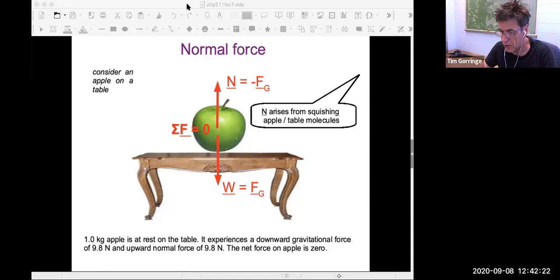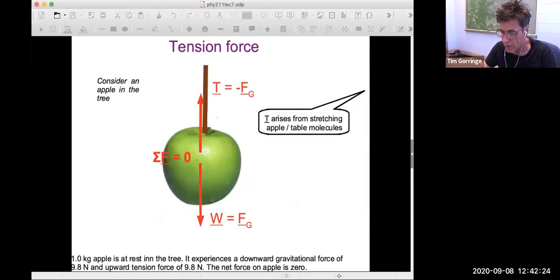Let me go on to the third one. It's the tension force. So for the tension force, we're now imagining an apple in a tree. And here is the apple in the tree. This is the stem on which the apple is hanging. Again, in this case, the apple is at rest and staying at rest. So there's no net force on the apple.